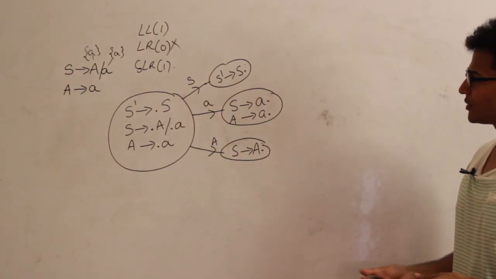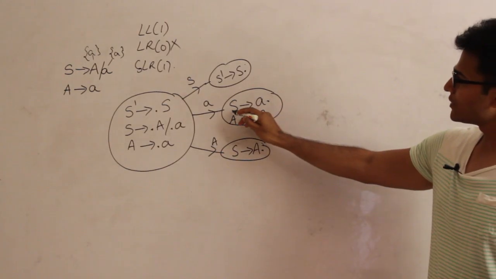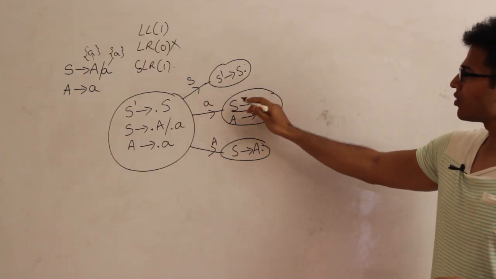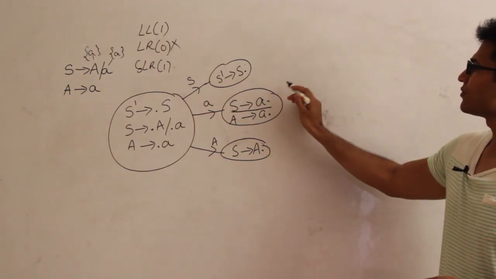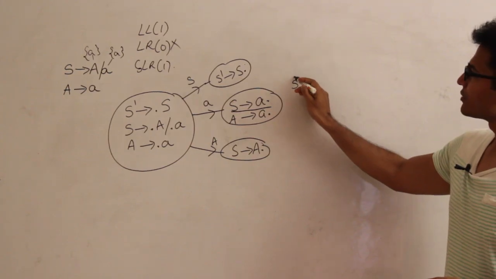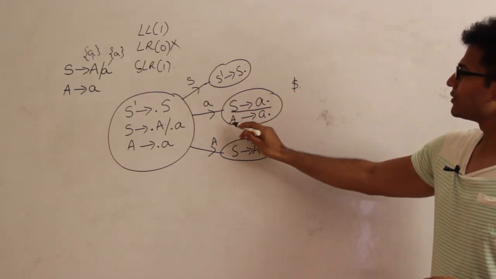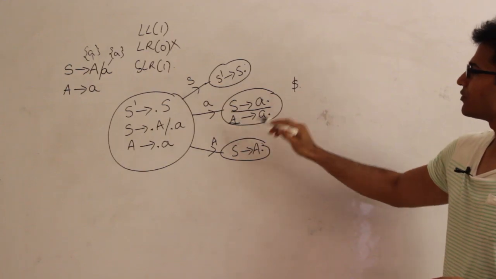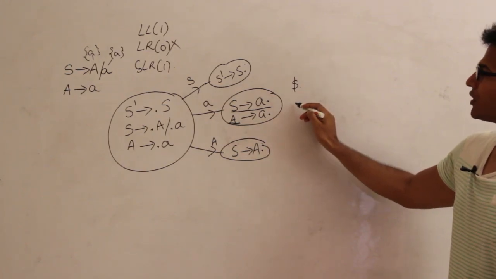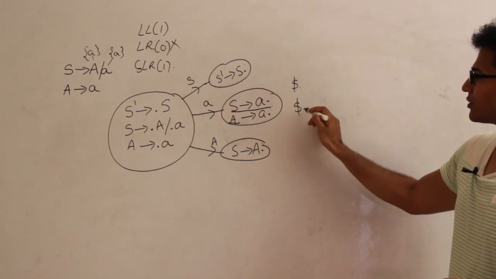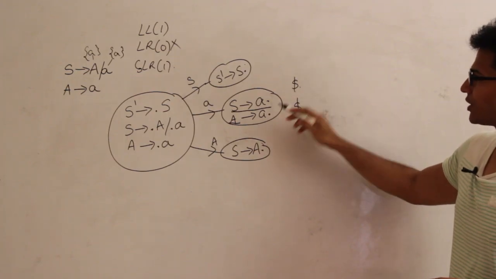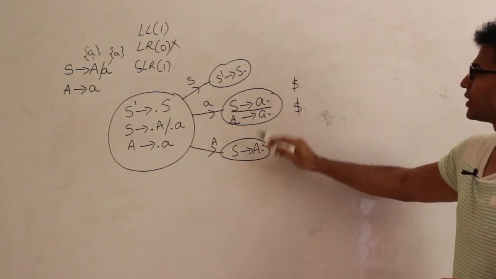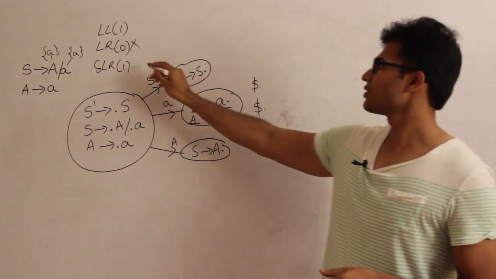Now check whether the grammar is SLR1 or not. How can I check whether the grammar is SLR1? Where are we going to place this reduce move? Under follow of S. So what is follow of S? Follow of S is dollar. And where are you going to place the second production? Under follow of A. What is follow of A? Follow of A is nothing but follow of S, which is dollar. Therefore, under the same entry, I might have to put two reduce moves. Therefore, it is not SLR1.